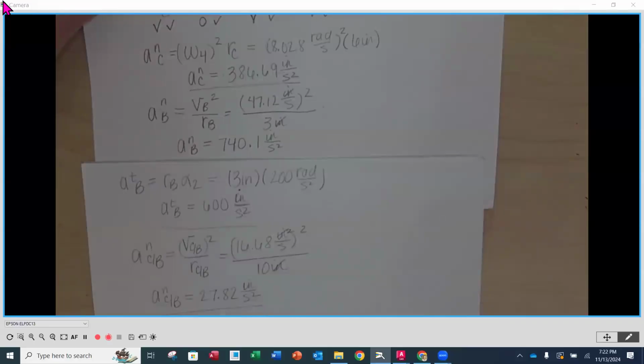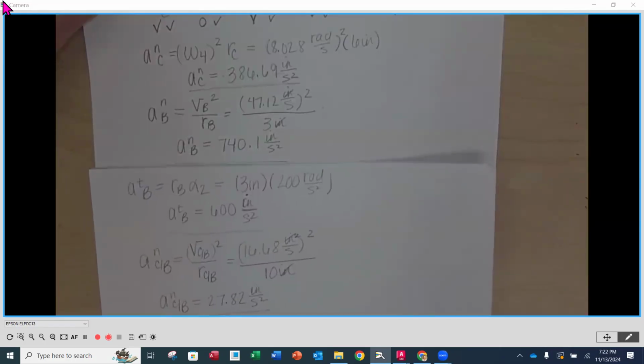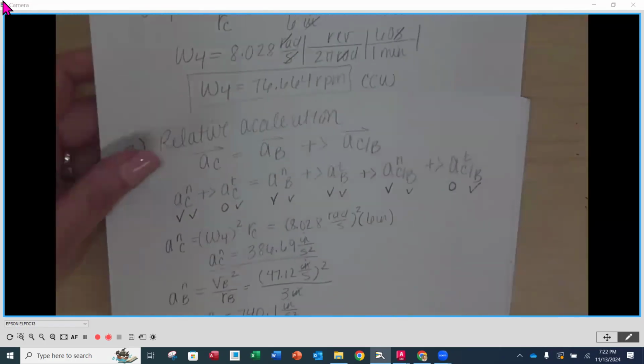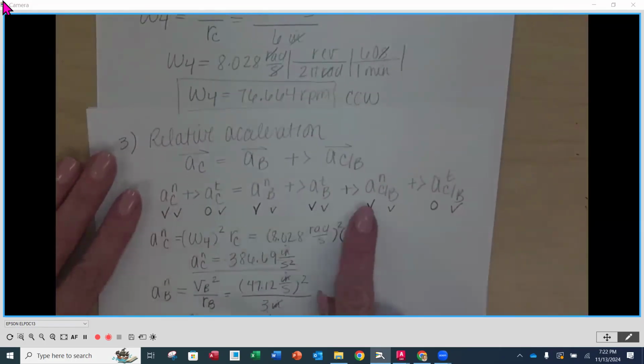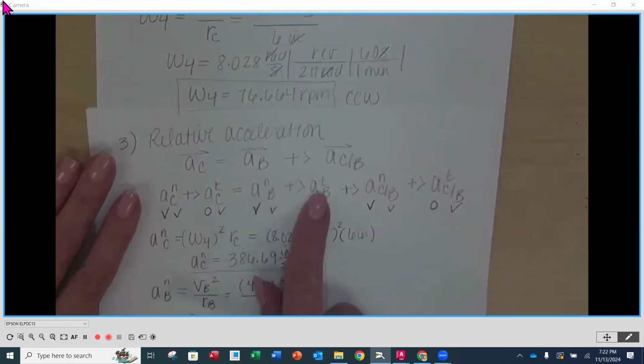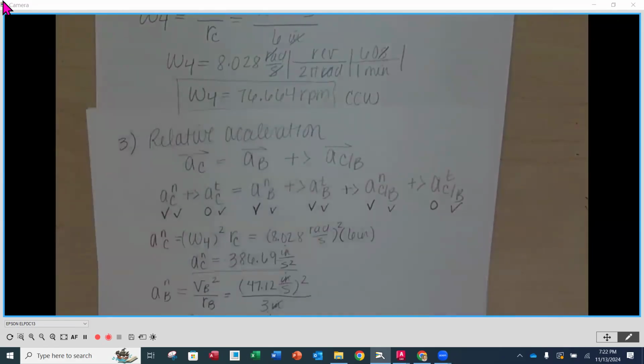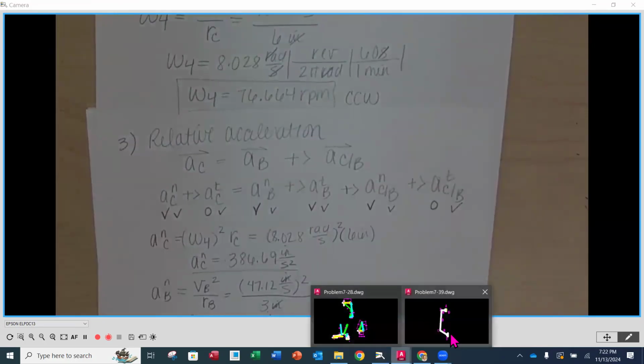All right, now we're ready for our relative acceleration vector diagram. So this is what we are going to use. And remember, we want to start where we know the most, which is right here with our accelerations, normal and tangential at B. So let's go over to AutoCAD.